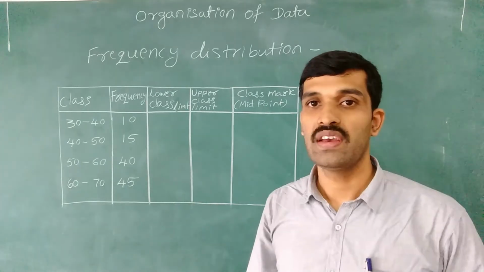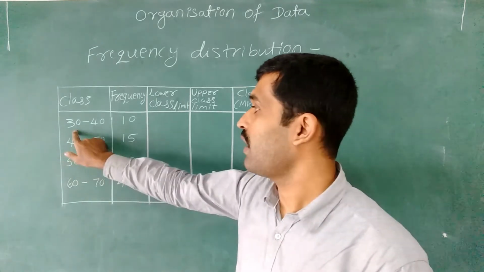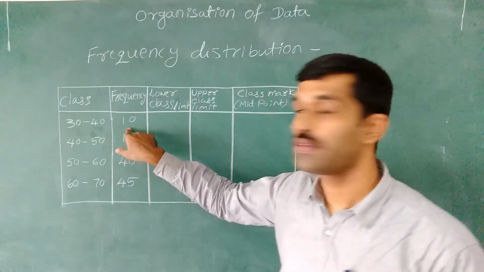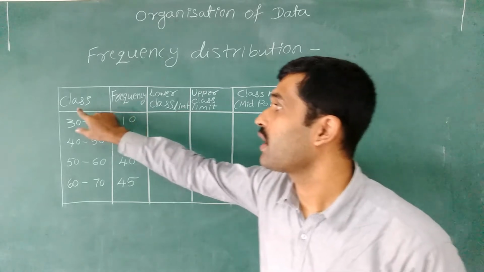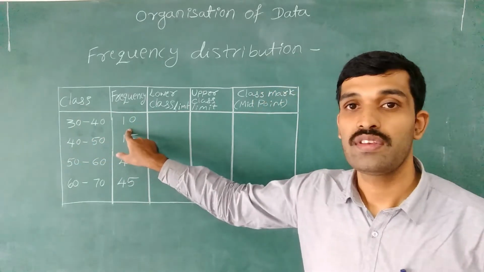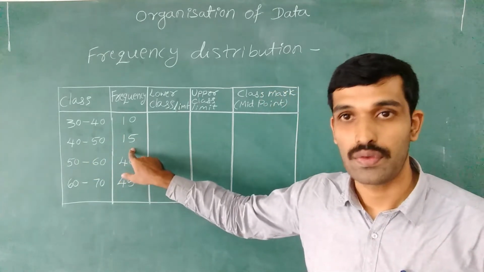And here, what is class frequency? Class frequency in the sense here, class is 30 to 40. In this 30 to 40, class frequency is 10. Here frequency is mentioned here, class is mentioned here. 30 to 40 frequency is 10. 40 to 50 frequency is 15.